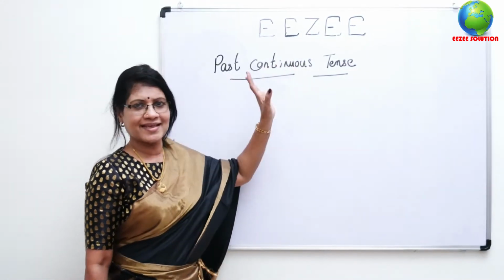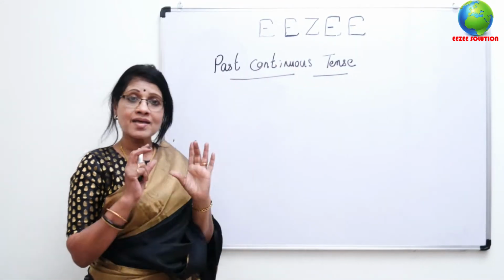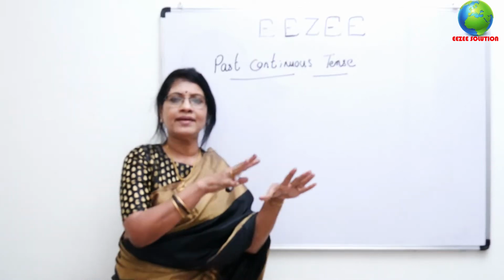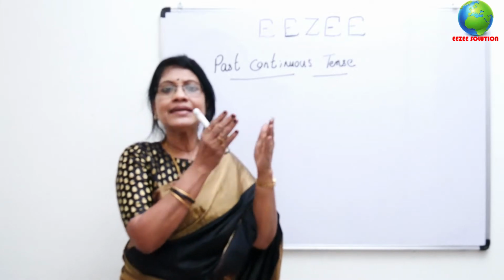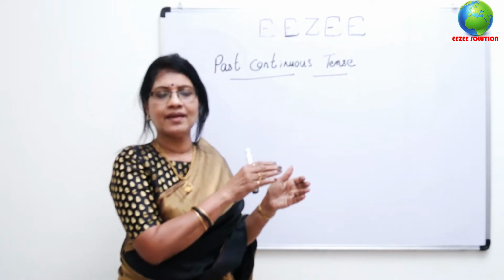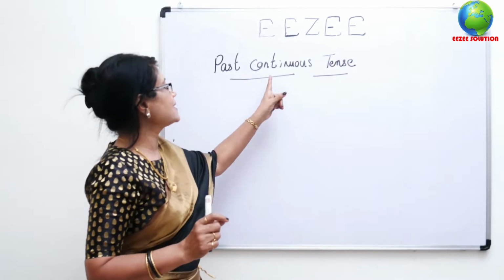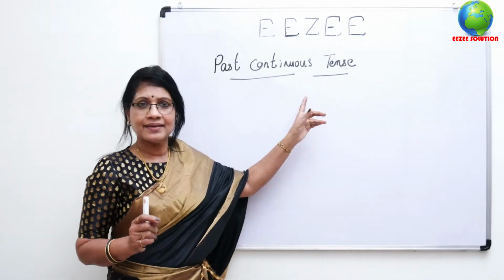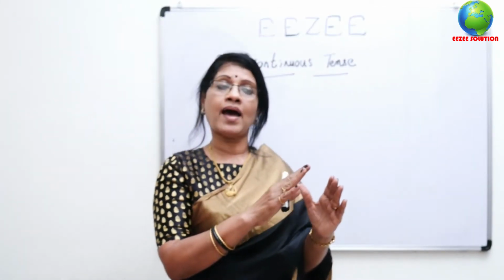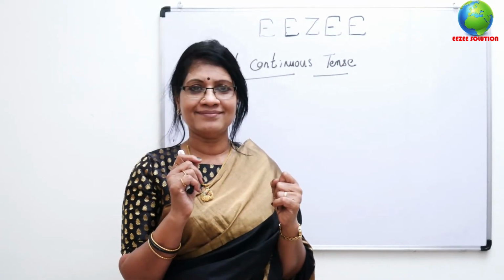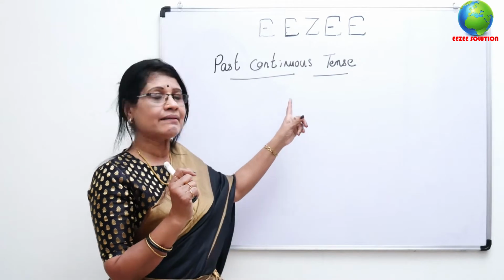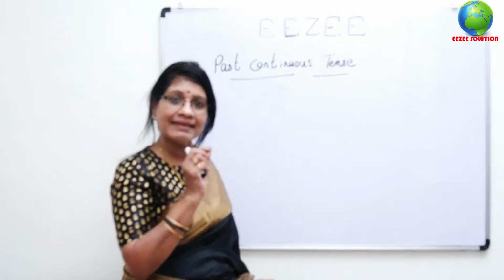As the name suggests, it's a past action. It happened in the past. It describes events which happened in the past. And at the same time, it's a continuous process. That means it started in the past and continued for a short period of time. So that is past continuous tense. Let's see that in detail.